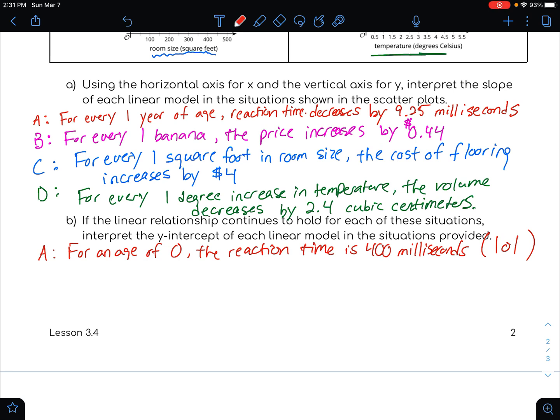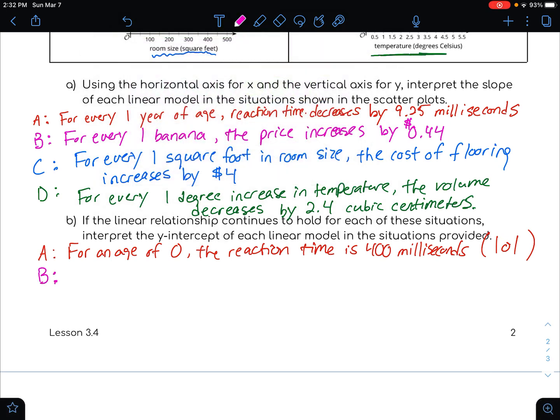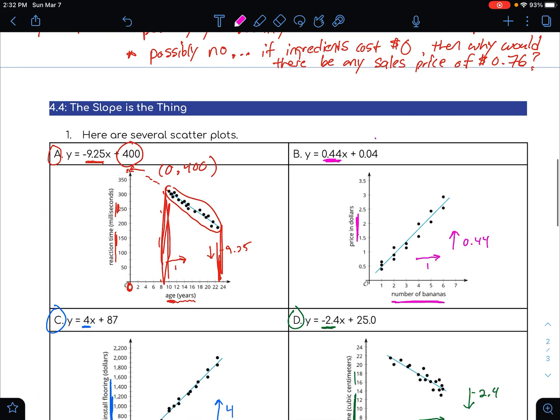So this is one of those situations where it only starts to make sense kind of in the middle of the graph, the middle of the scatter plot, for estimating. So we always have to use our brains a little bit when we're thinking about interpreting these numbers. Okay, let's take a look at B.